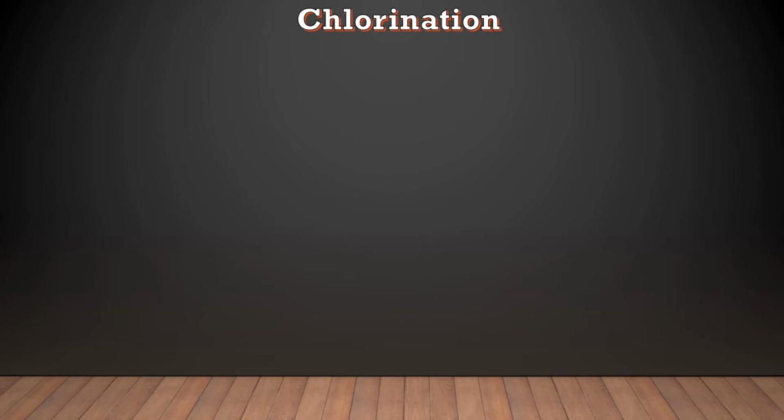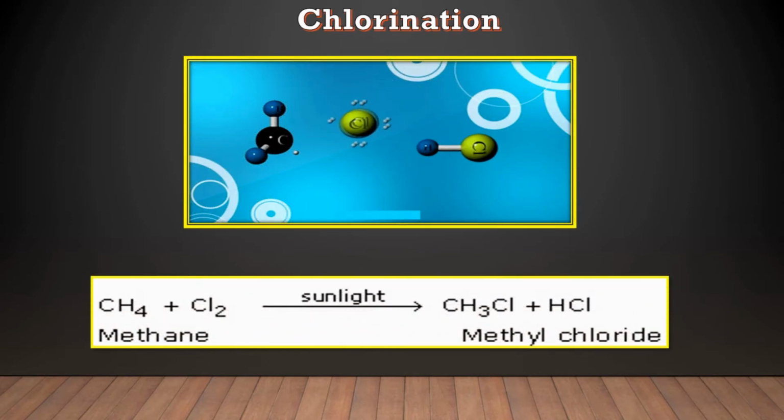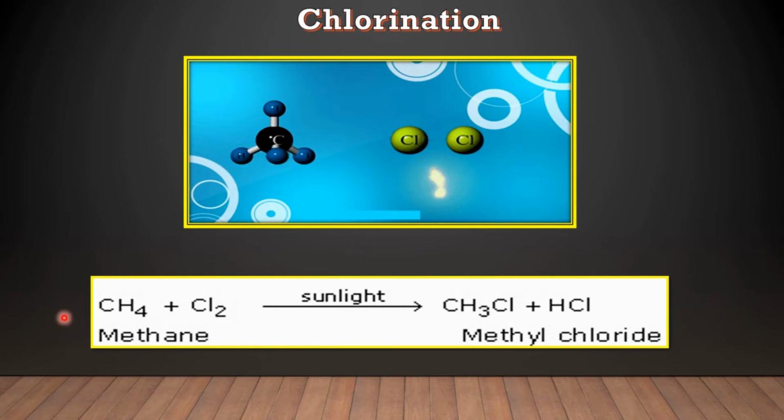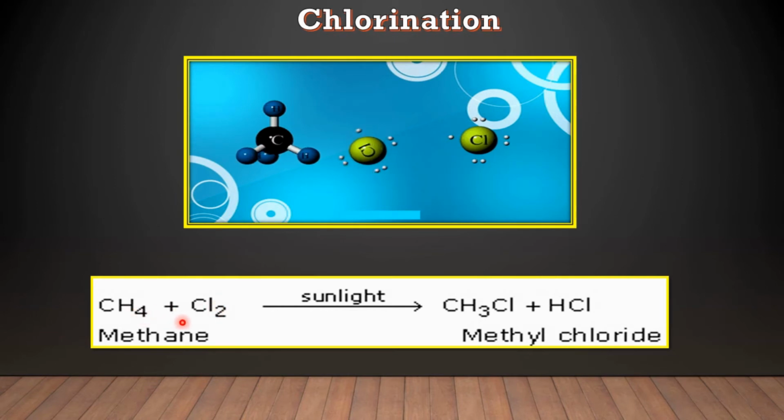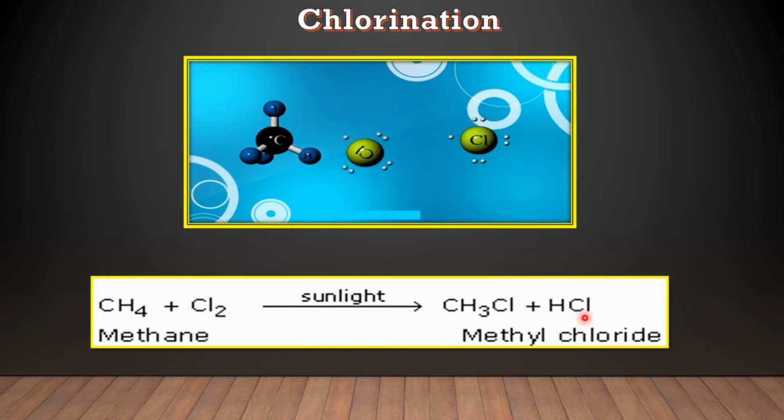Chlorination is a very important property exhibited by methane gas. In chlorination, methane and chlorine gases react with each other at temperature of about 250 degrees Celsius to 400 degrees Celsius in presence of ultraviolet light, that is sunlight, to form mainly methyl chloride and hydrogen chloride. However, the reaction does not stop there.